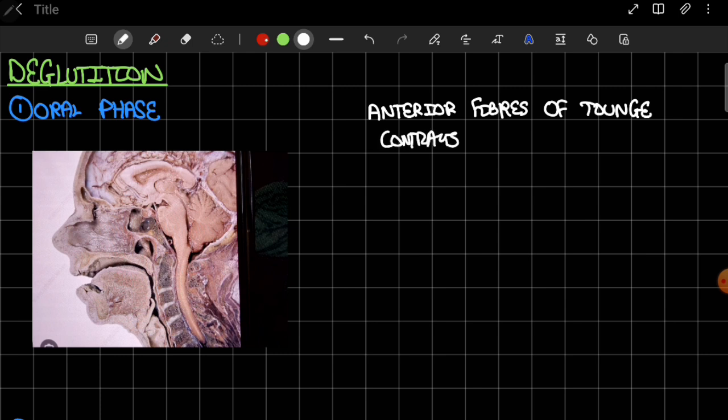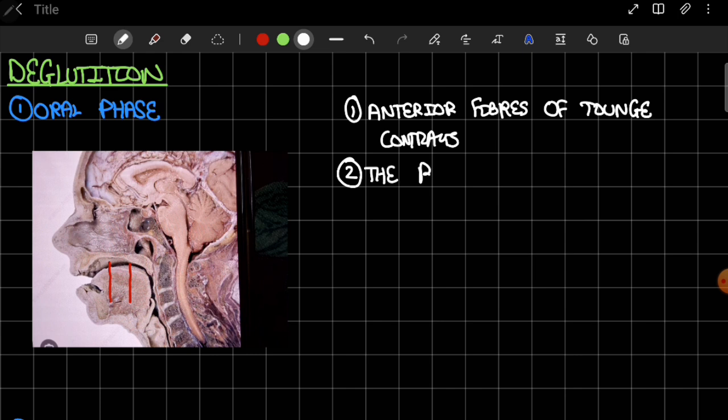Now I will randomly divide somewhat like here. This is the anterior fiber. See, this one is the anterior fiber, this one is the middle fiber, and this one is the posterior fiber. So what happens? The anterior fibers of the tongue contract at the first. This is the first procedure which occurs in deglutition. Now what happens if the anterior fibers of the tongue contract?